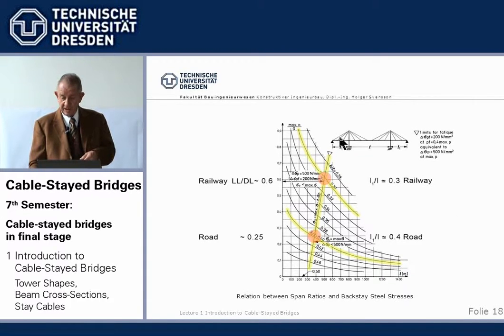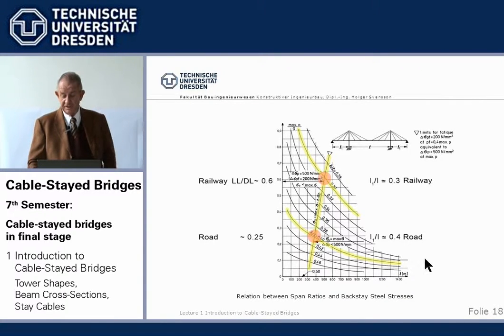Normally, we have built a bridge from A to B, and then how to make the ratio between main span and side span. Basically, I can only do it very quickly here. We do it later in detail. It depends on the stresses in the backstay cable which govern the bridge, and that again depends on the ratio of live load to dead load.